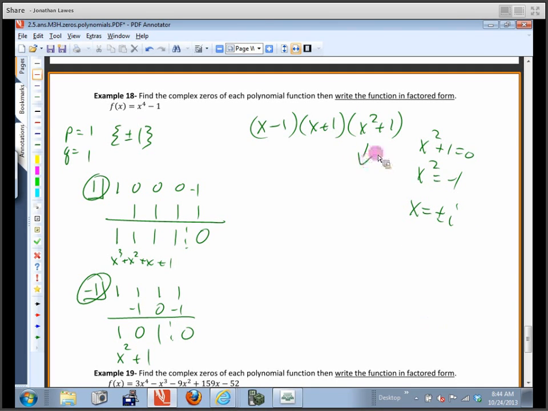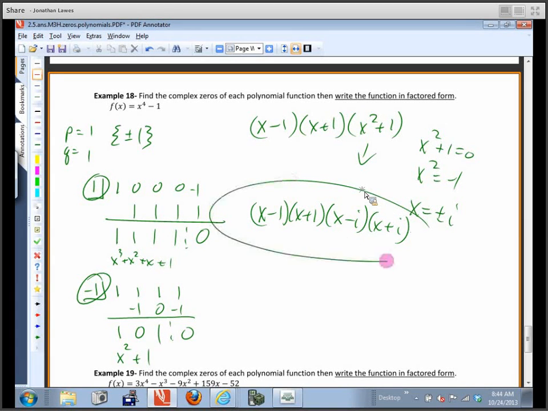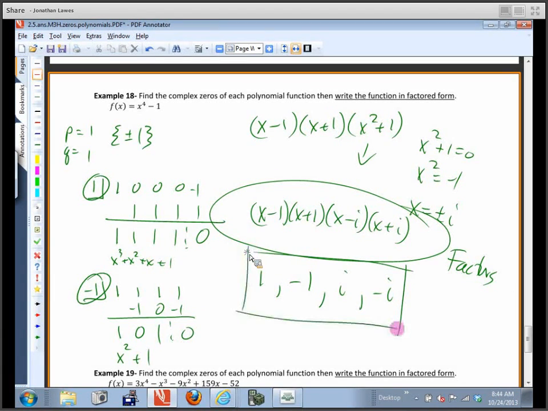So this would break down a little further. I'd have x minus 1, x plus 1, x minus I, and x plus I. There are the factors. And then let's write down the zeros. Here are the zeros. 1, -1, I, and -I. Whoops, make that look like a -I. Any questions?